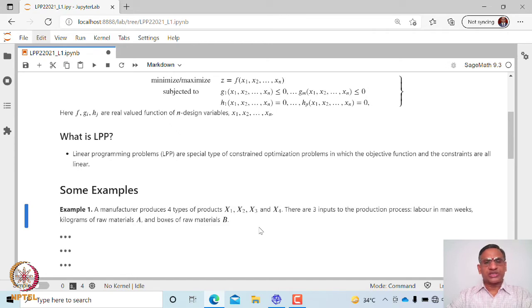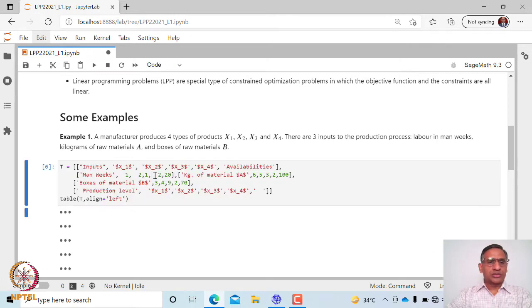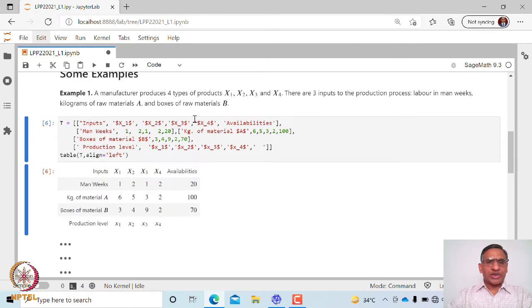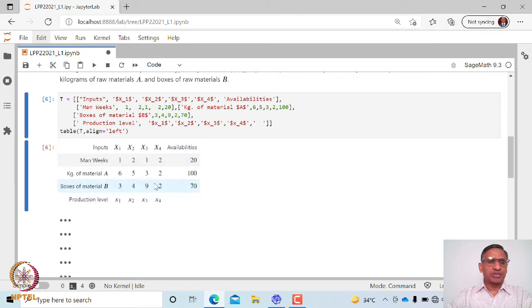So the first problem is as follows. A manufacturer produces four types of products, x1, x2, x3 and x4, and there are three inputs to this production process. What are they? Labor in man weeks, kilograms of raw material A and boxes of raw material B. Now the requirements for this production are given in this table.